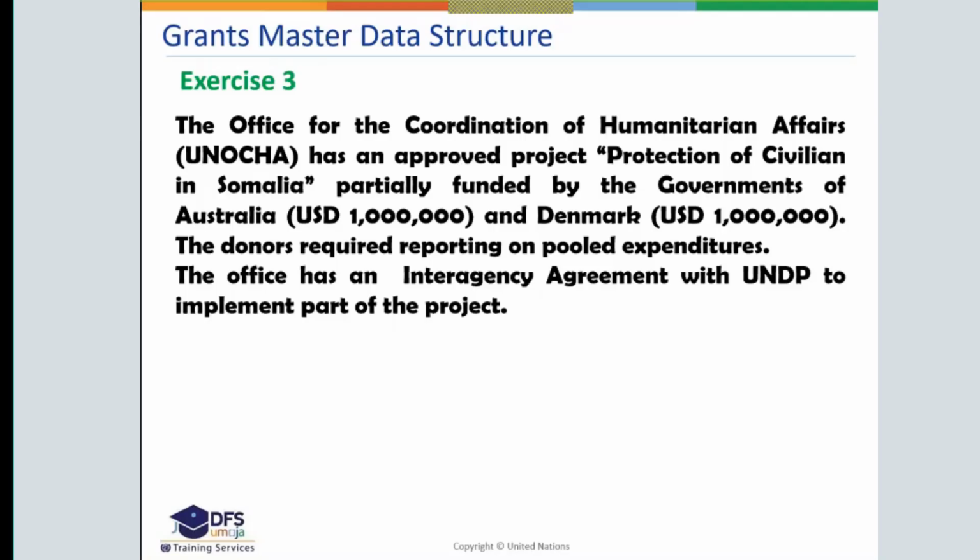Let's go to this scenario that we started yesterday. We have Umoja with an approved project, protection of civilians in Somalia, funded by 2 donors, the Government of Australia and the Government of Denmark. The donors require reporting on pool expenditures, and the office has an interagency agreement with UNDP to implement part of the project.